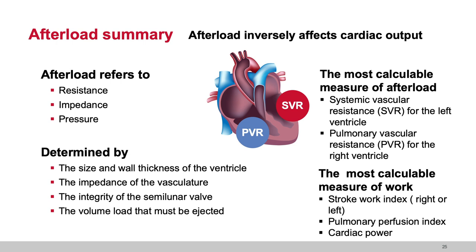Now, in our future and in our soon future, and for some of us even in our past, the more calculable measure of work of the ventricles is stroke work index, either right or left stroke work index. And in today's world, what we're seeing is an evolution of another work calculation that gives us tremendous information, cardiac power, CP, and pulmonary artery perfusion index, known as PAPI. And if you stay with me, I'm going to have some discussion about that in the module on contractility.